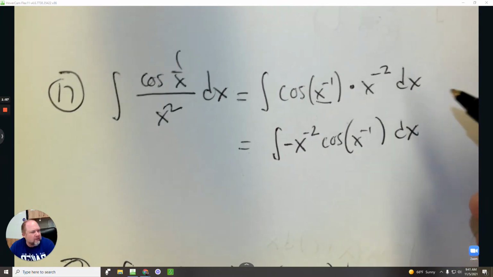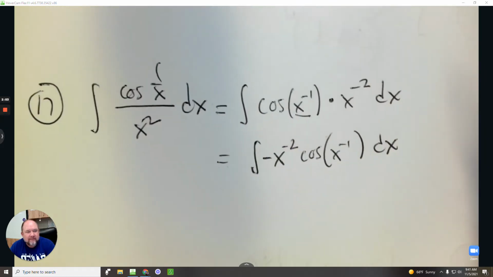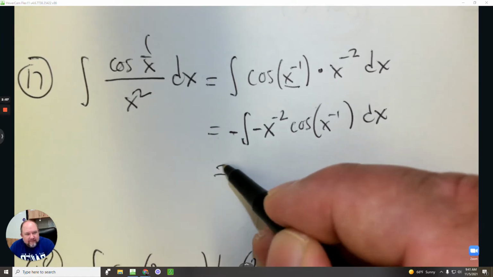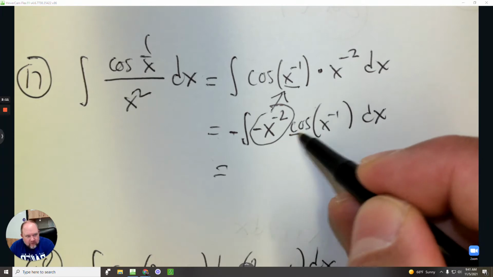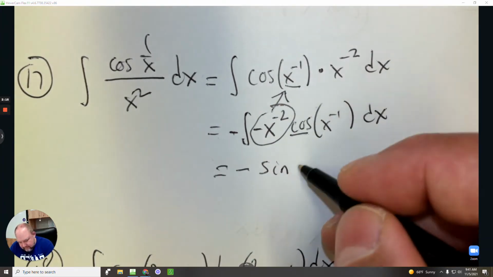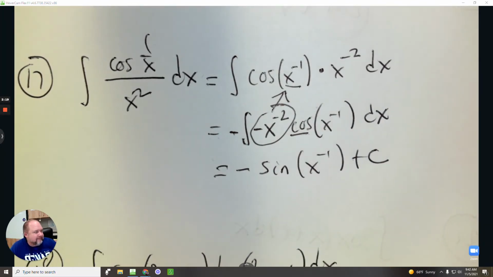Did we just do this one? No. Feels like we just did that one because of that, right? All right. So we need a negative in front so that they match, and then I can unhook it. And then the derivative rule for cosine is sine plus c. Felt like I just did that one.